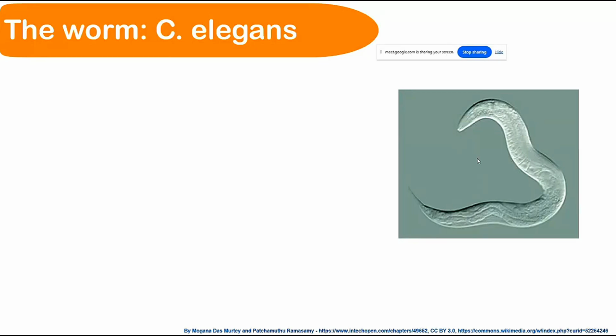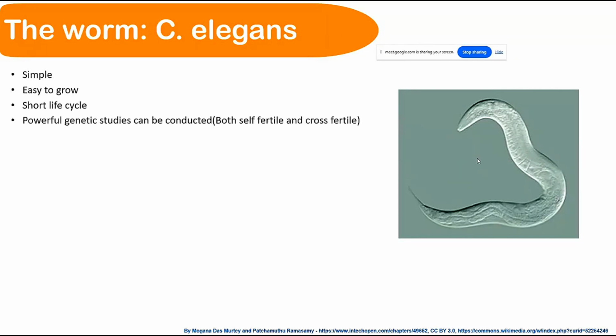Caenorhabditis elegans, right? If you just look at this microscopic image of C. elegans, you would see that it is quite simple, a very simple structure. C. elegans is easy to grow. You can have some culture medium in the laboratory and grow it. C. elegans has a short lifespan, as I had already mentioned, about 3.5 days or so.